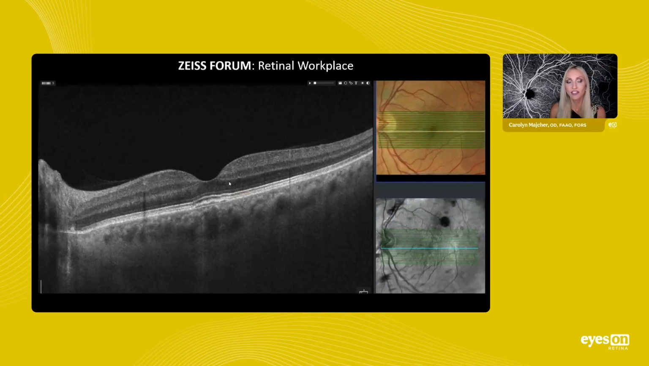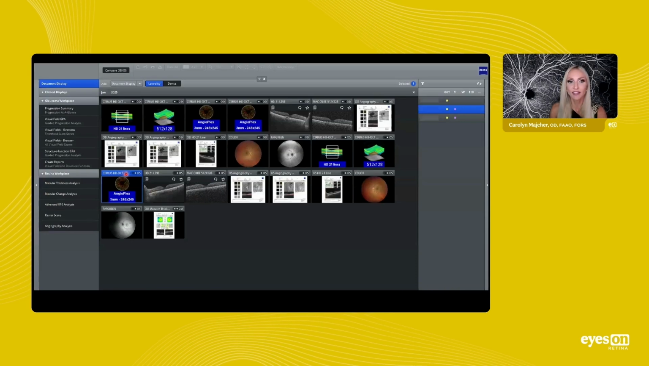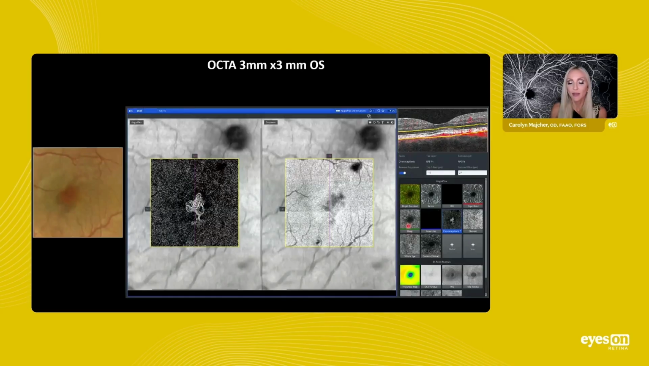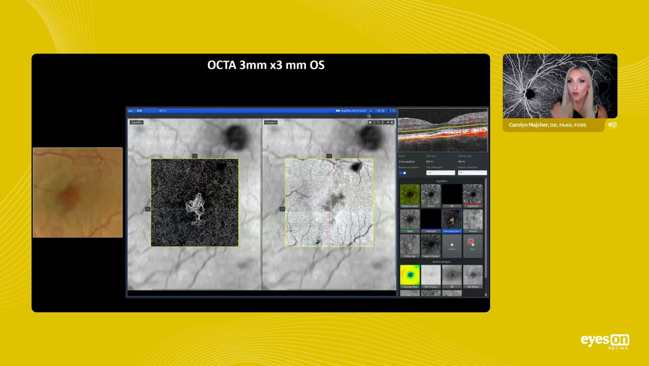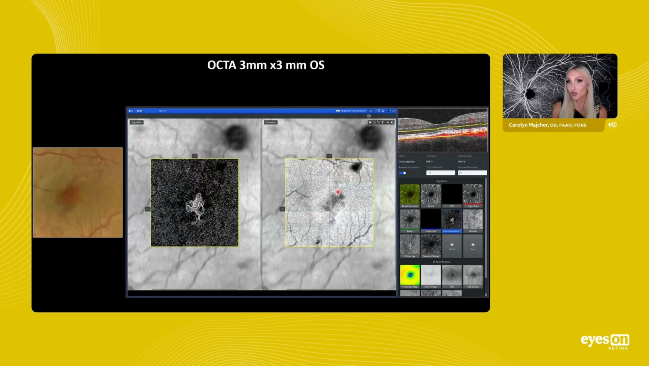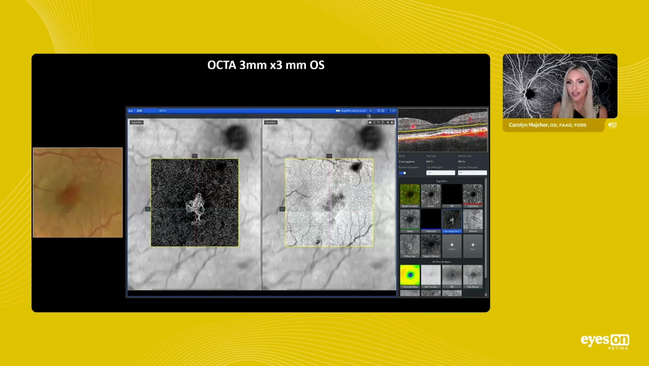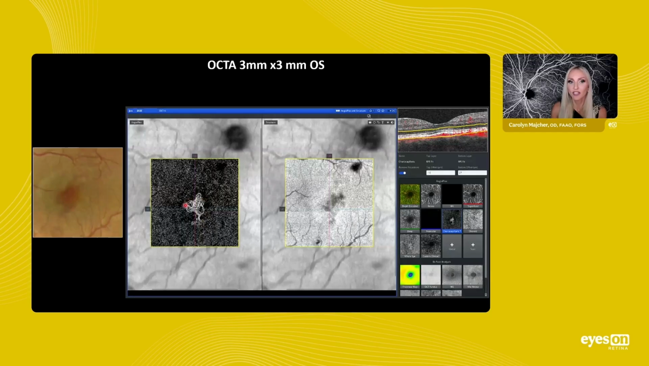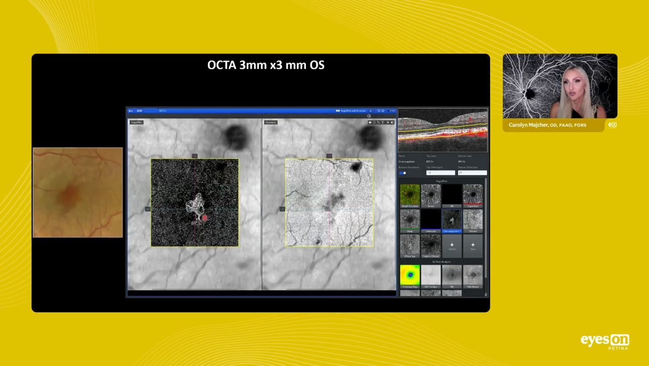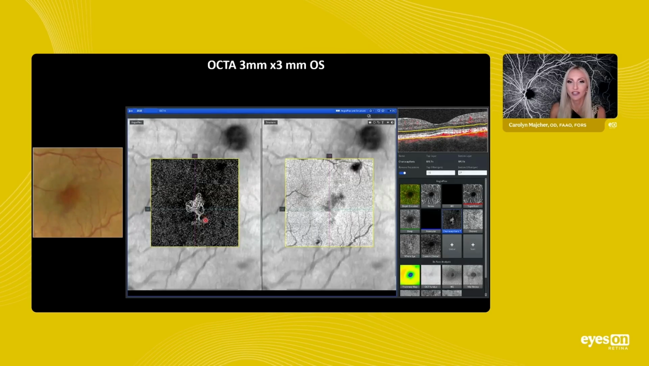So here in ZEISS Forum, I'm able to access my angiography data right here. I'd go ahead and double click on that. And then I'm able to view all the different preset en face displays and click on them and view the angio and the structure side by side, as well as the B-scan overlay. And so what we can see is that this patient actually has a well-formed neovascular net that we had suspected just based on the structural OCT presentation.